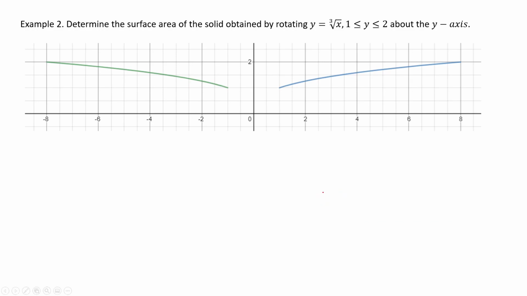Okay, so let's try to determine the surface area by rotating y equals cube root of x from 1 to 2 in the y direction, and it should be rotated about the y axis. So again, as per formula for the y axis, the formula is now shifted. So this will be, as the S, it should be S.